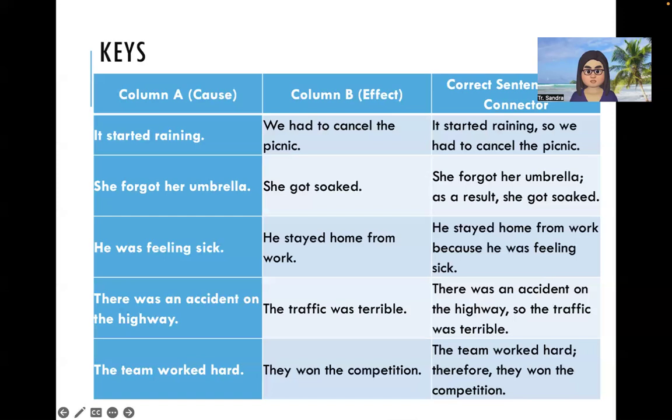So for example, right here, she worked hard, therefore she received a promotion. But one thing you have to remember is, okay, "therefore" cannot be used in casual speech. Especially in speaking.